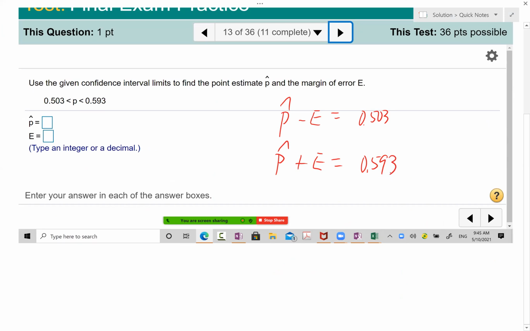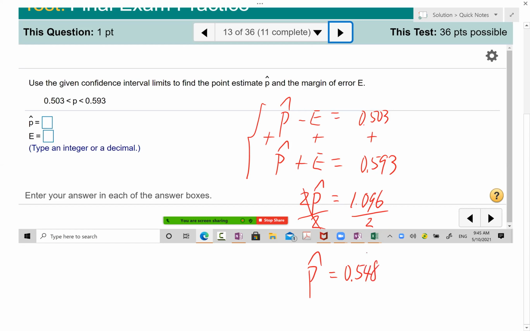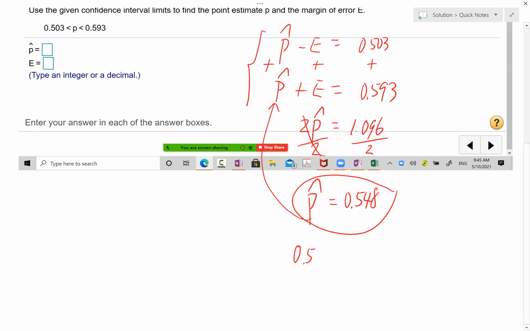So now in order to find the p hat, again, it's a system of linear equations, adding both equations. Okay, so the margin error gets canceled, you get twice p hat equal to 1.096. Okay, now next step, you're dividing both sides of the equation by 2. So p hat equal to 0.548. Once you find out p hat, now we apply it to the second equation. So it's 0.548 plus margin error equal to 0.593. Now again, one more time, subtracting 0.548 from both sides of the equation.